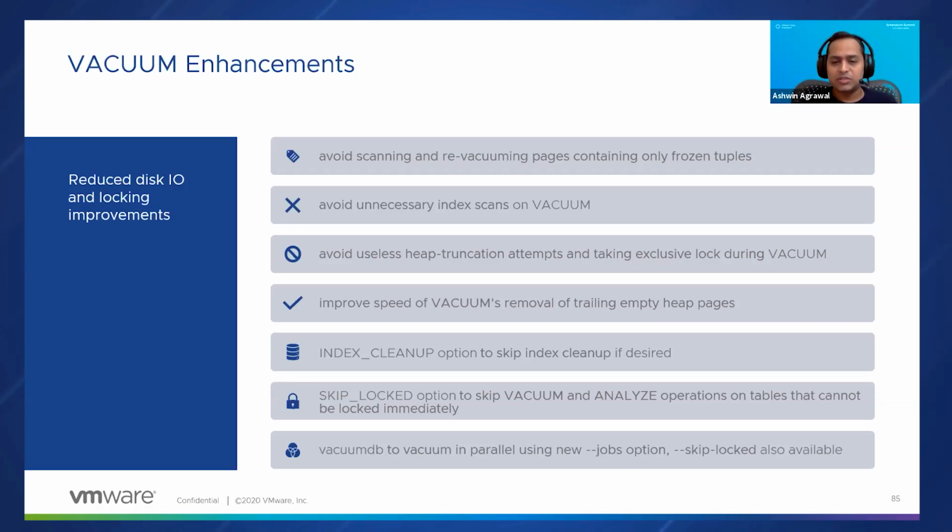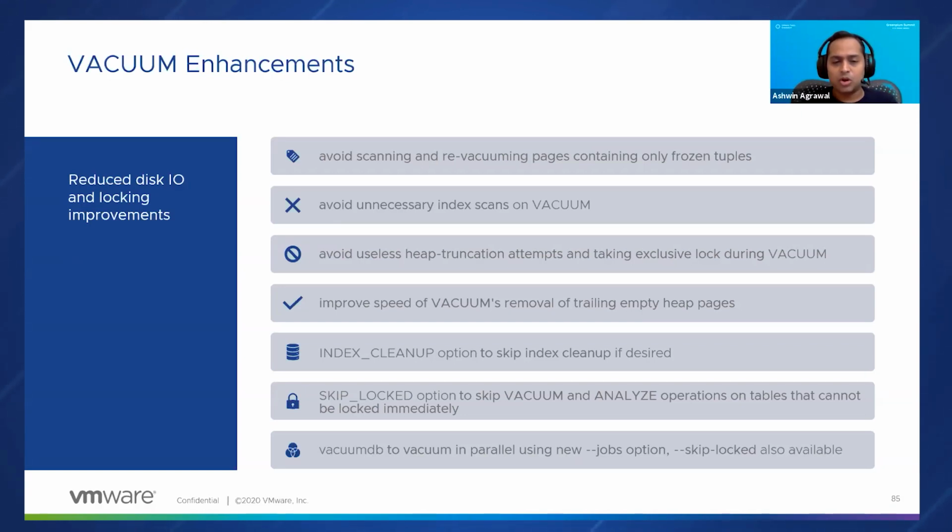Also, an enhancement has been done for lazy vacuum. At the end, we try to truncate and reclaim space if we have empty blocks at the end of the file. To reclaim that space, it had to take an access exclusive lock. Enhancements are done to effectively remove that locking requirement. If we are able to acquire the access exclusive lock, we will take it and reclaim space, but it will not wait to acquire those locks.